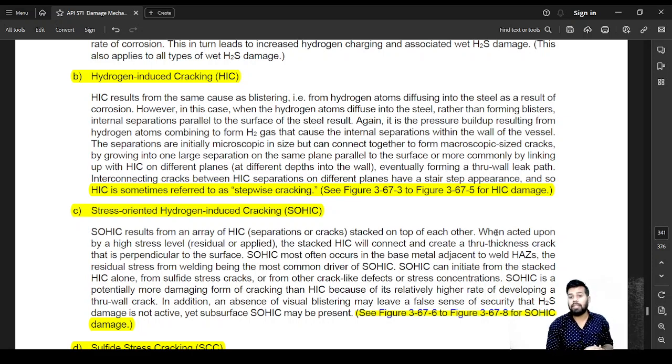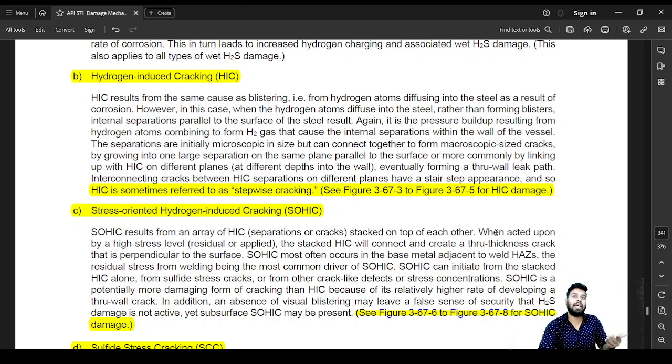Again, it is the pressure buildup resulting from the hydrogen atoms combining to form H2 gas, or hydrogen gas, that can cause the internal separation within the wall of the vessel. The separations are initially microscopic in size but can connect together to form macroscopic size cracks. Interconnecting cracks between hydrogen induced cracking separations on different planes have a stair-type appearance, and so hydrogen induced cracking is sometimes referred to as step-type cracking.